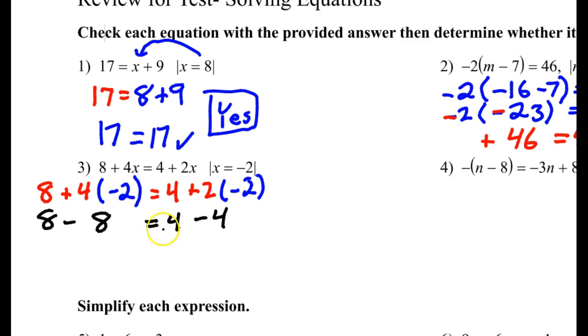8 minus 8, does that equal 4 minus 4? Sure does. -2 is the same.